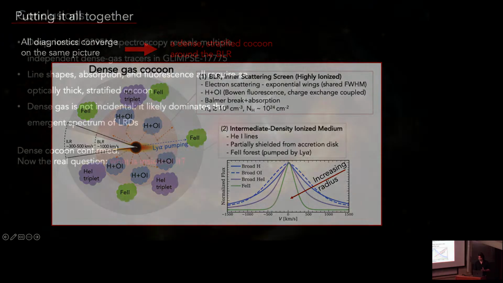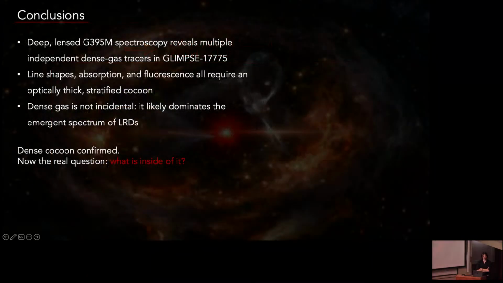But so far, just to conclude, what we have is this deep spectrum with the G395M grating that, through various lines of evidence, has shown us that there is a dense gas cocoon present around this object through line shapes, absorption, and fluorescence. They all require this optically thick, stratified cocoon of gas. Whether it's incidental just to this object, I don't think so. I think it exists in other LIDs too. So I would say so far the dense gas cocoon idea is more or less confirmed, and the real question that remains is what is inside of it. Thank you.